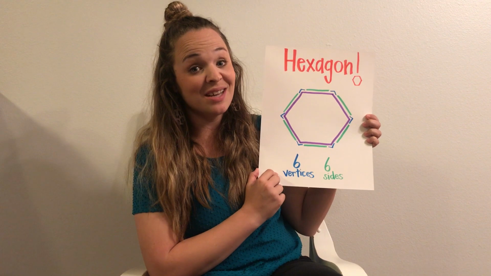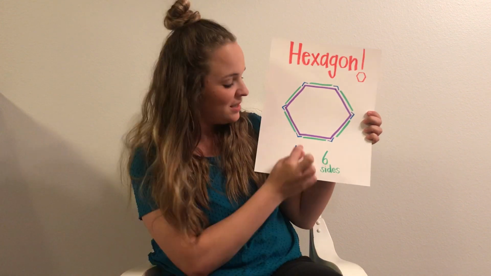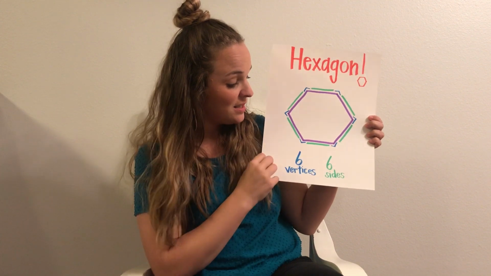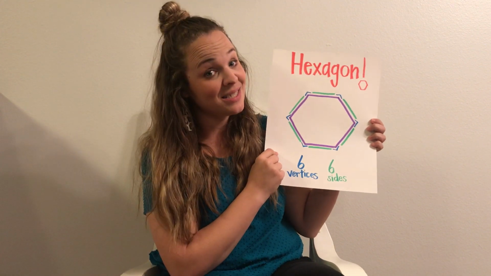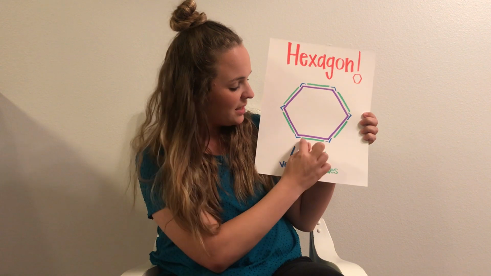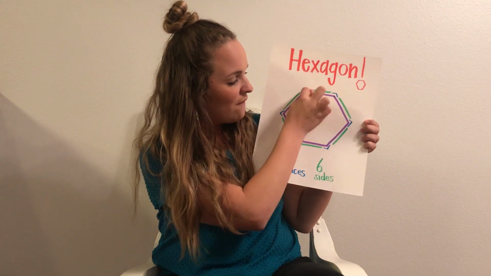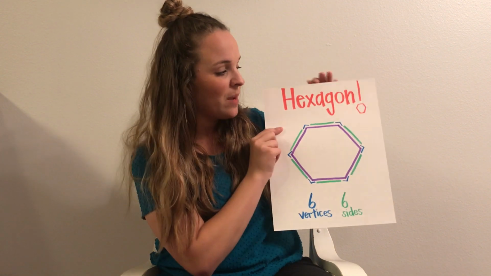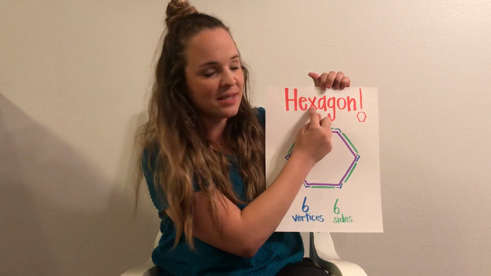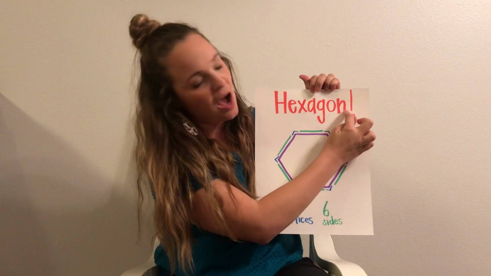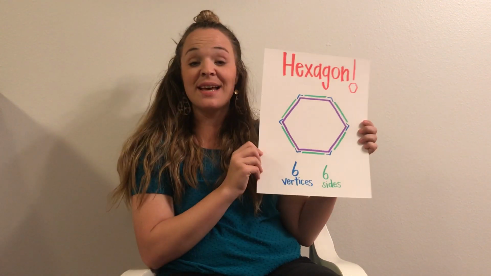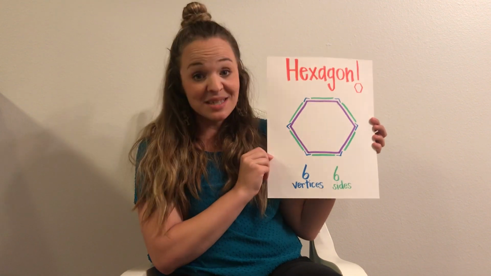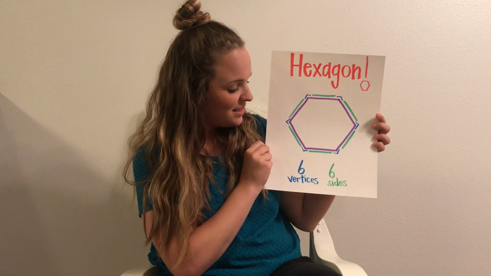Let's start with our corners, our vertices. 1, 2, 3, 4, 5, 6. This shape has 6 vertices. Let's count our sides. 1, 2, 3, 4, 5, 6. 6 sides. So this shape is called hexagon. Can you say hexagon? Okay. So a hexagon has 6 vertices and 6 sides.